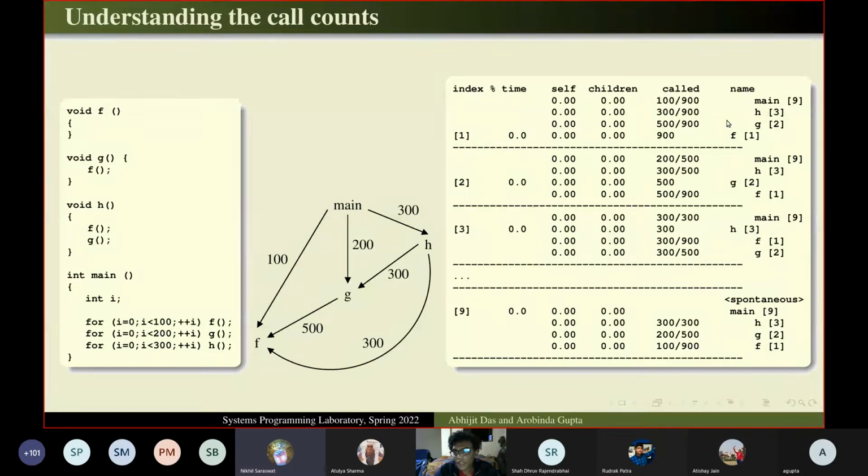Above this f, we list callers. This says that f is called a total of 900 times. And above this, who called f? Out of these 900 calls, 100 are made by main, 300 by h, and 500 by g. That's precisely what you see, right? F is called 100 times by main, 500 times by g, and 300 times by h. Happy?